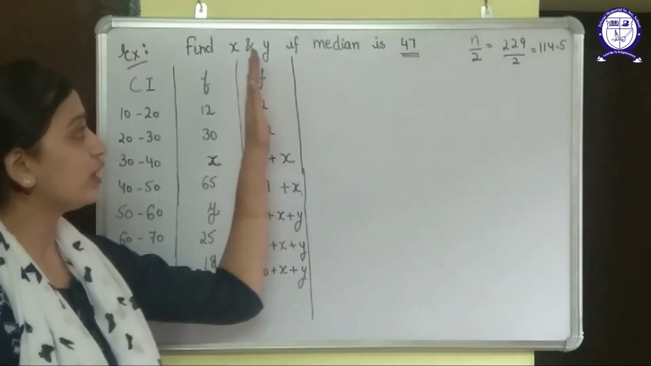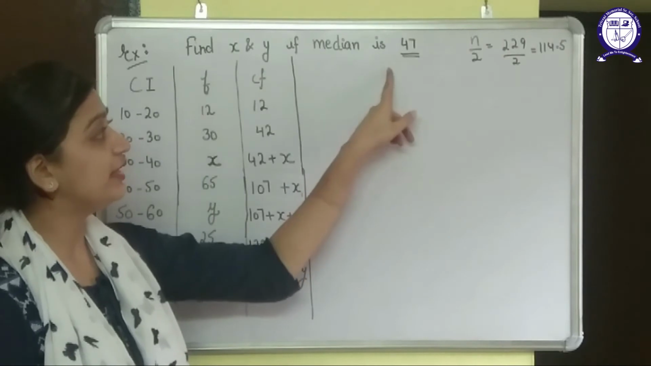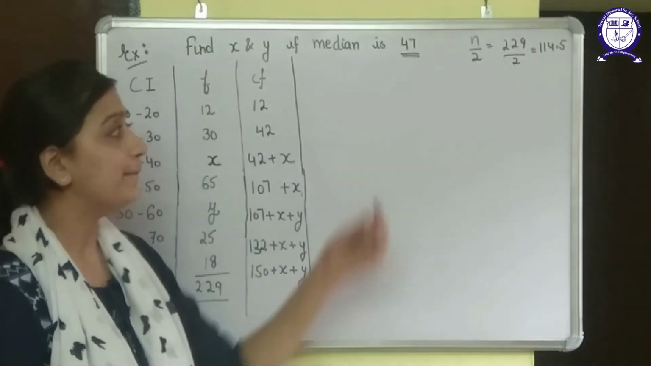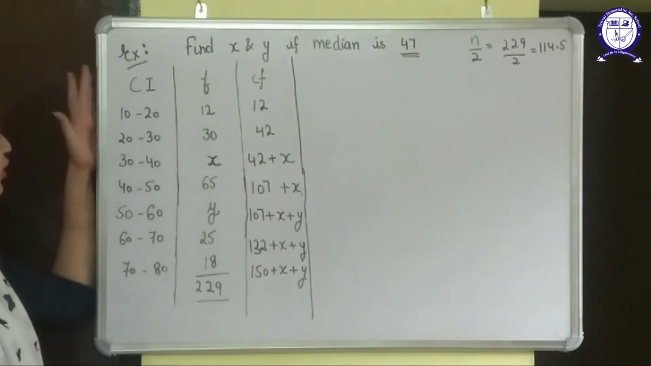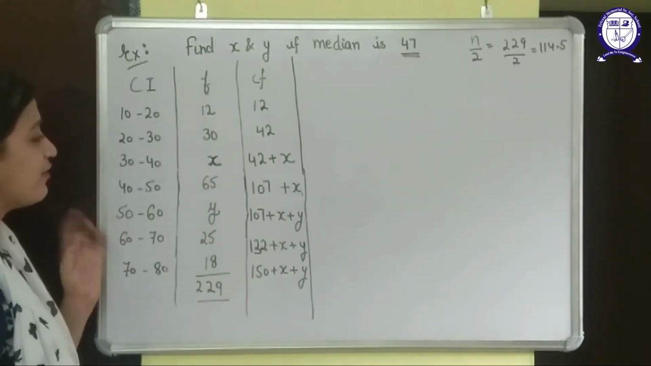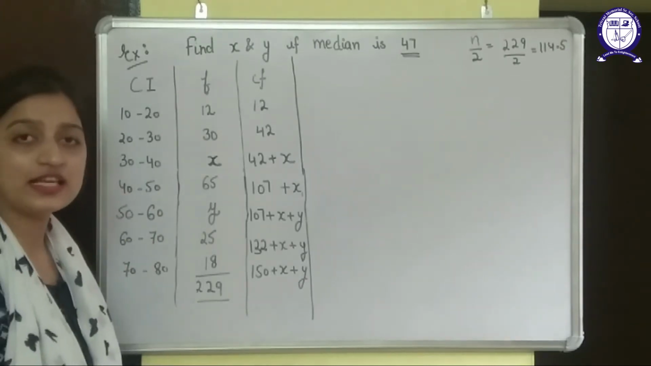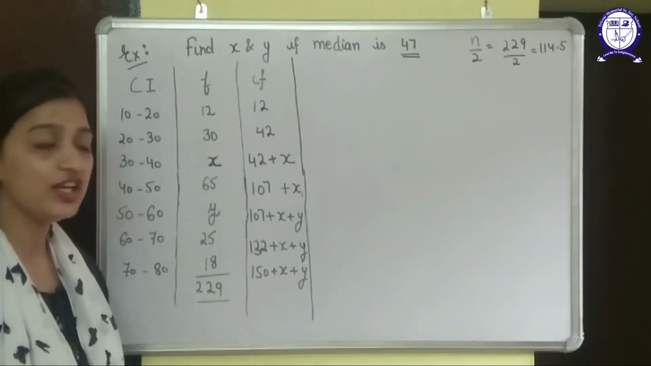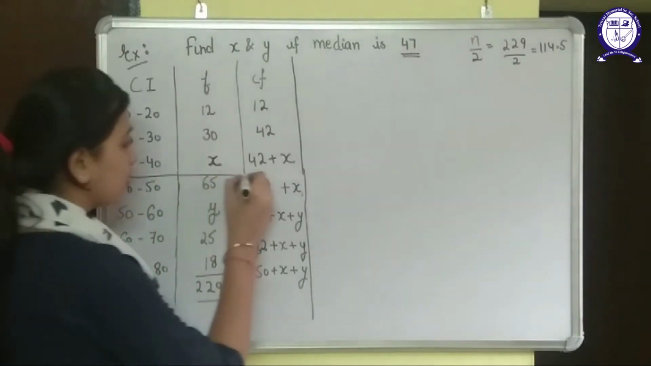So instead of looking at cumulative frequency, now look at the median, because median is already given. Median is 47, and I can see where 47 will lie. 47 will lie in 40 to 50. Obviously 47 is in between 40 to 50. So my median class will be this one.